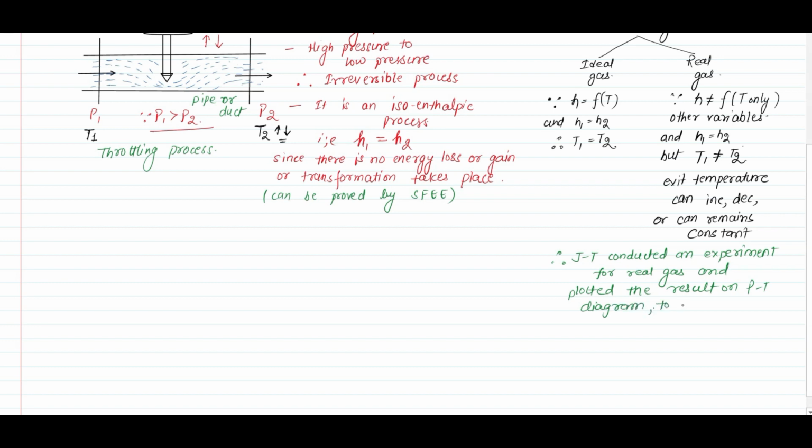To check whether the temperature will increase, decrease, or remain constant during the process.